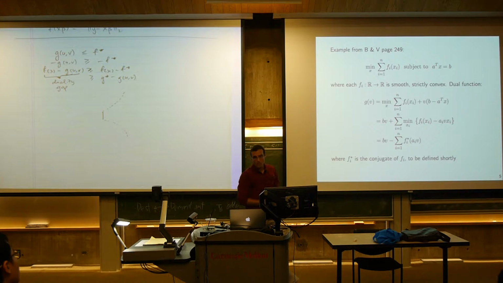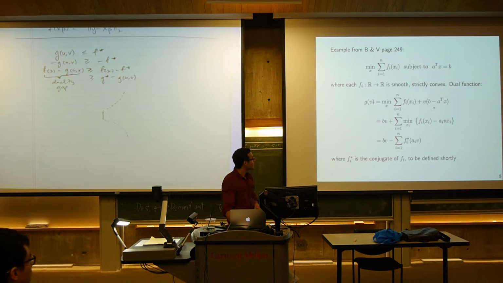Let's suppose that each of these functions is smooth and strictly convex, just for simplicity for now. And let's write the dual function. The dual function is gotten by minimizing the Lagrangian. What is the Lagrangian? It's the criterion plus, I'm calling the dual variable here v, v times b minus A transpose x. I've just pulled out b times v because that doesn't depend on x, so the minimization is not affected by that.